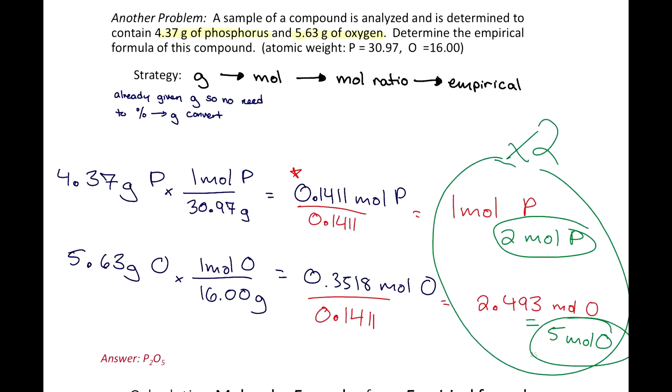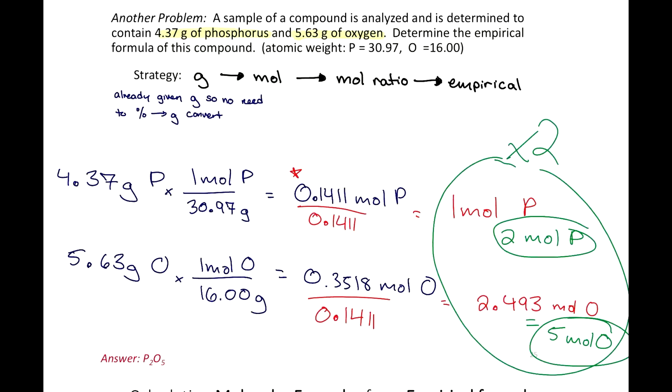All right? So be very, very careful when you're doing these empirical formula calculations. Divide by the smallest one, and we only round to the integer when it's really close. But sometimes you'll see fractions where it's very clear you need to multiply by some type of value, in this case 2, to get rid of that fraction.